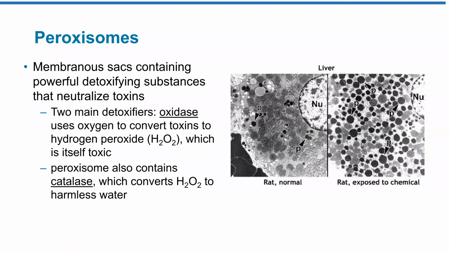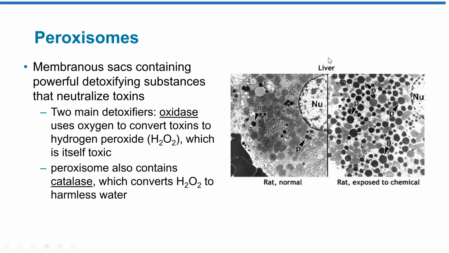Peroxisomes are another organelle. They are membranous sacs containing powerful detoxifying substances that neutralize toxins. There are two main detoxifiers, or enzymes: oxidase, which uses oxygen to convert toxins to hydrogen peroxide, H2O2, which is itself toxic. And the second enzyme is called catalase. And catalase converts hydrogen peroxide to harmless water.